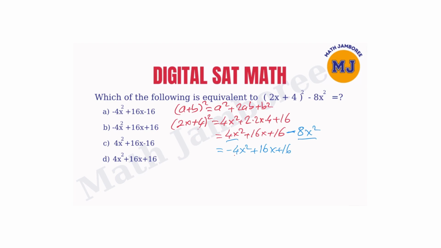So if you look at the choices, you would have negative 4x² plus 16x plus 16, which is choice B. So choice B is the right answer for this specific question.